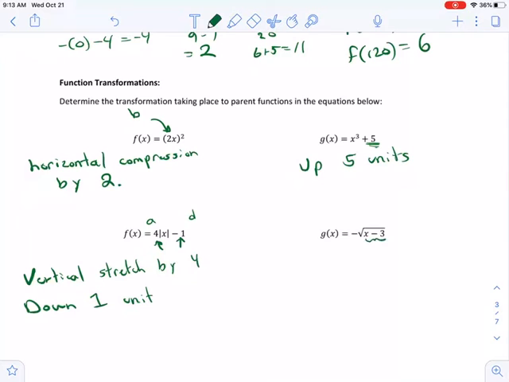Here I am changing my x value with that takeaway 3. That's going to move it left or right. And because of that minus 3, that is going to end up moving it to the right 3 units. And the fact that our a value is negative is going to cause a reflection over the x-axis.